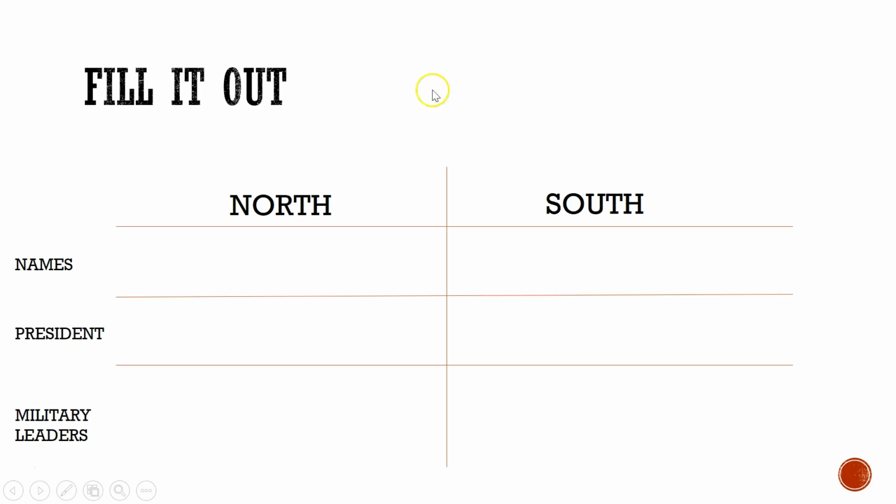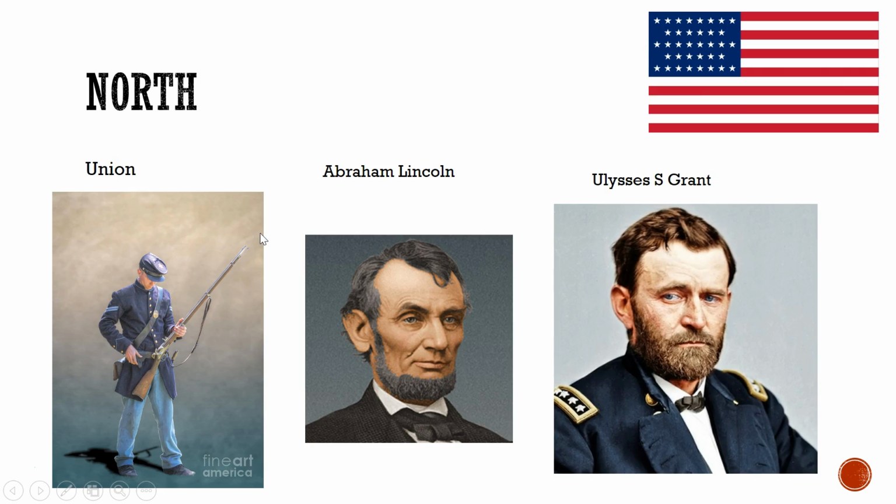Okay. So let's quickly go over it. In the North, they are called the Union. As you can tell, they all wear blue. They're a little more fancier. Their flag is the typical flag that we see, like the United States. Their president is Abraham Lincoln, and their military leader is Ulysses S. Grant.